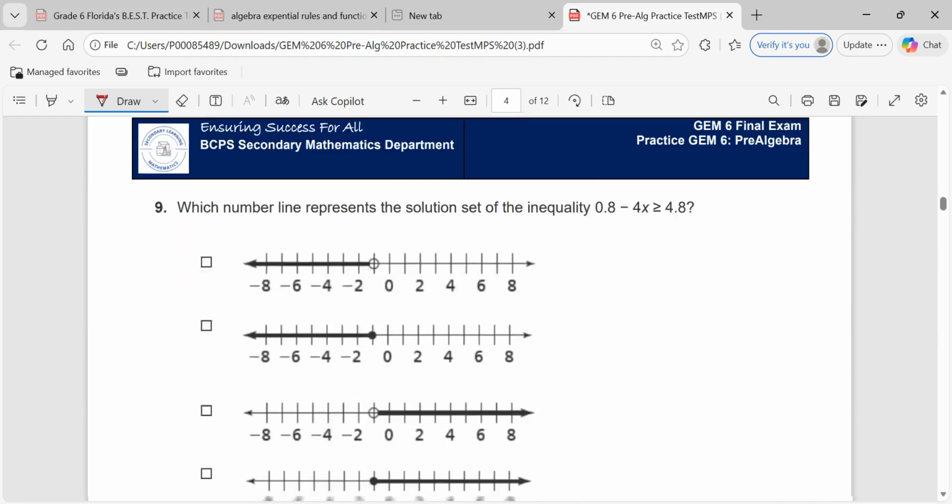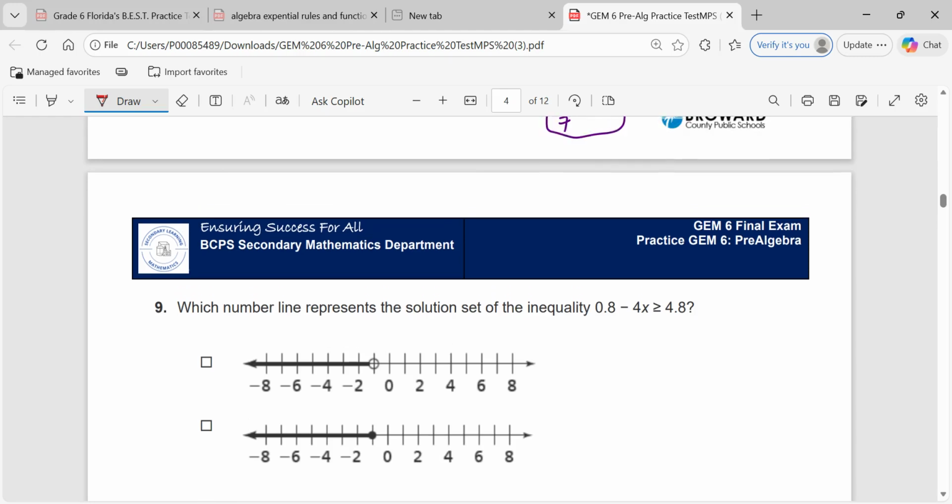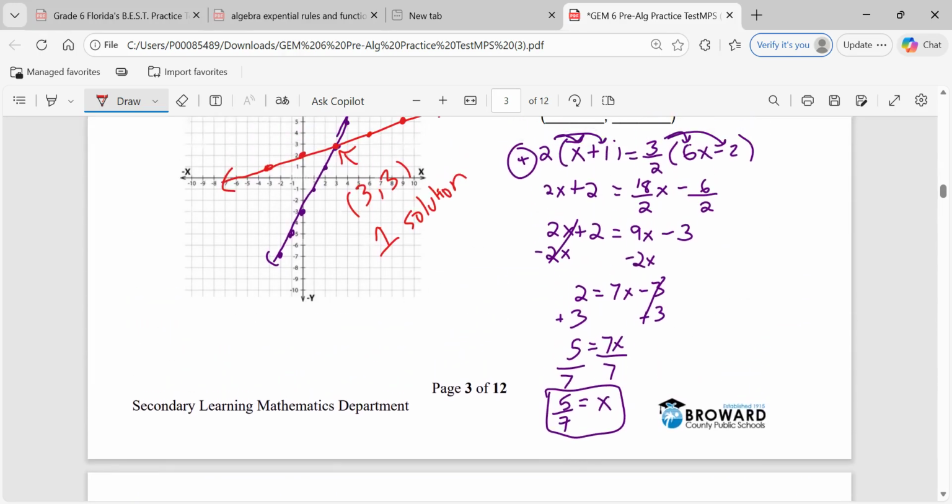All right, so now coming on down to number 9, I am going to pause here. Let me see, how long is it?